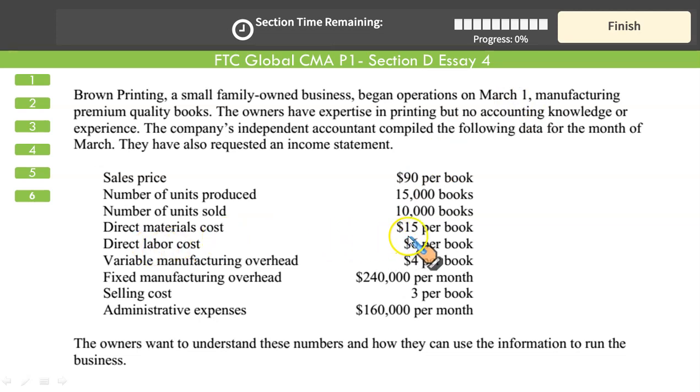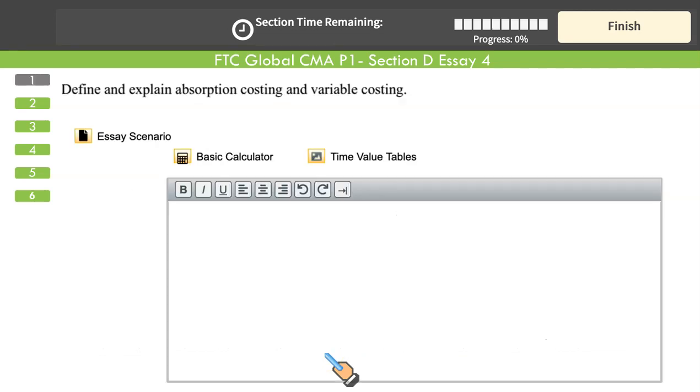Direct material, $15 per book, labor, $6 per book, and variable overhead, $4 per book. Fixed manufacturing cost is $240,000 per month. Selling cost is $3 per book. $3, remember, dollar sign is missing. And administrative expenses, $160,000 per month. The owners want to understand these numbers and how they can use the information to run the business. Of course, first they need to calculate the operating profit and gross profit.